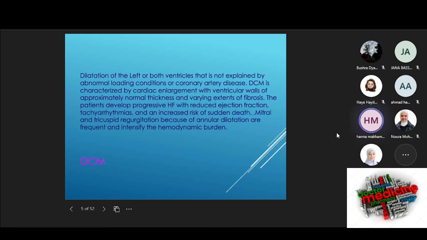Again, it's characterized by enlargement, the wall thickness is nearly normal, and there is excessive fibrosis present. Patients usually develop heart failure, arrhythmias, and increased risk of sudden death. Due to the dilatation of the left ventricle and right ventricle, the annuli are dilated. That leads to regurgitation.